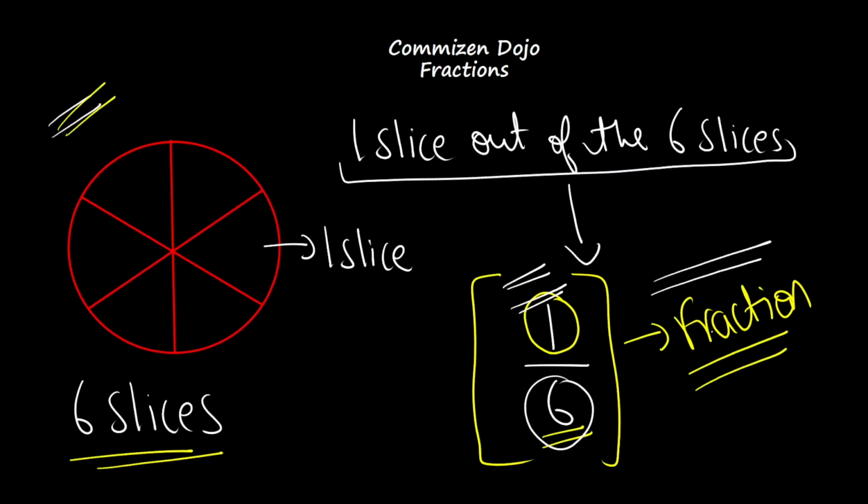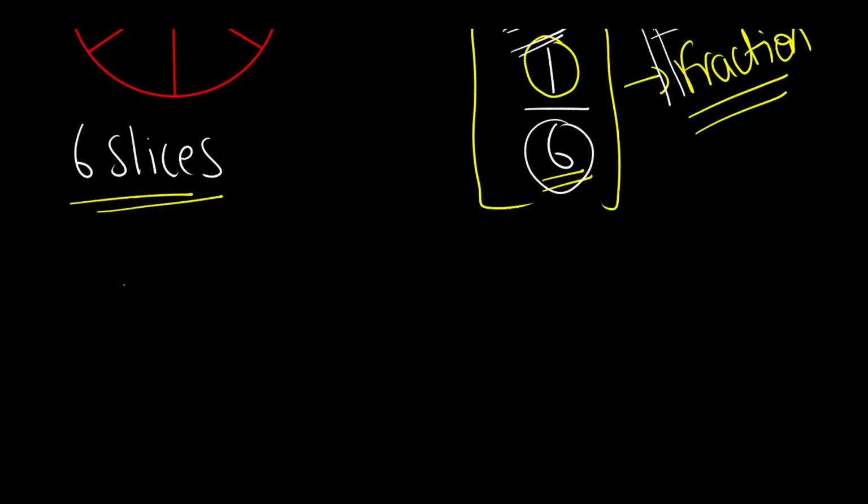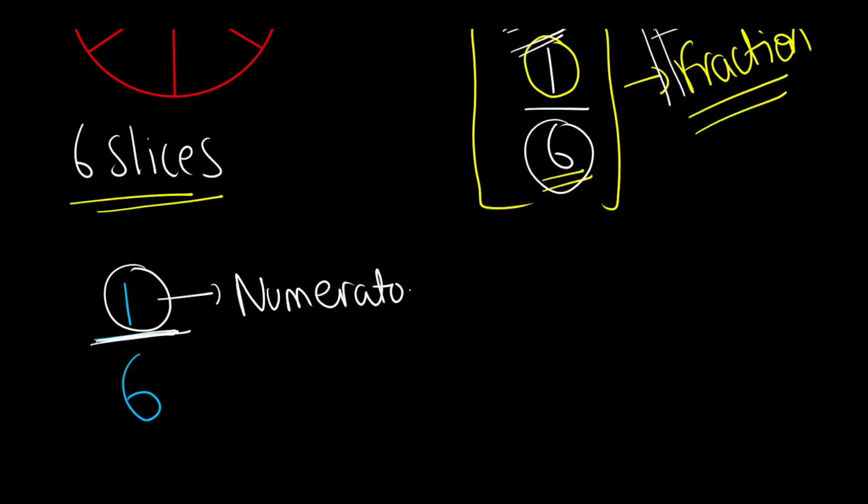So now that we know what a fraction is, let's take a look at the components of a fraction. For that we'll be taking the fraction 1 upon 6 only. In the fraction 1 upon 6, we have this line with us. This line is super important. The number above this line is called the numerator. So over here 1 is the numerator.